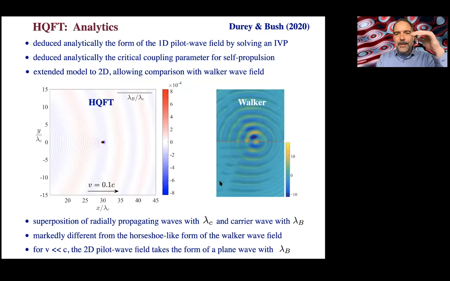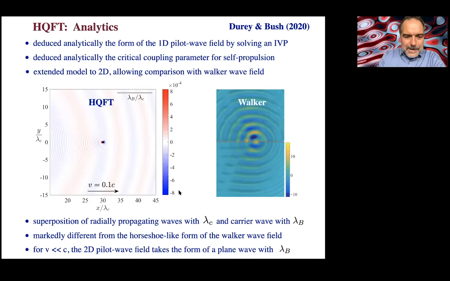So I've looked at this with Matt Jury, following the exciting work by Yuval Dagan. He's looked at this problem analytically. He found the form of the 1D pilot wave by solving an initial value problem. He found the critical coupling constant beyond which you get self-propulsion, and he's also extended the model to 2D. So we can now look at the difference in the form of the hydrodynamic quantum field theory pilot wave and the pilot wave in the walker system. And they are markedly different.